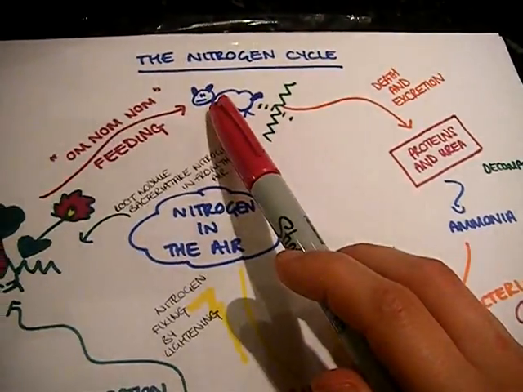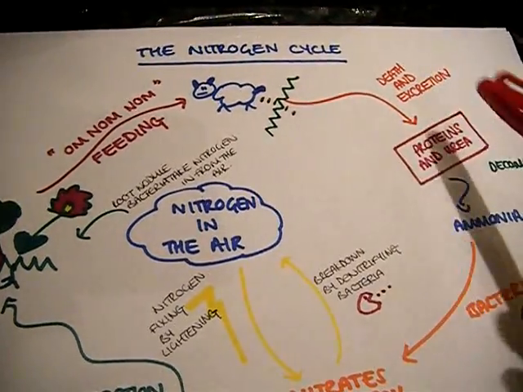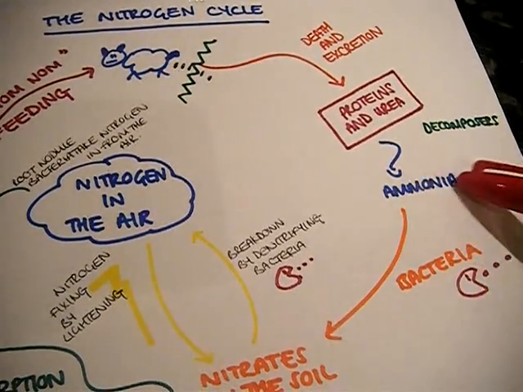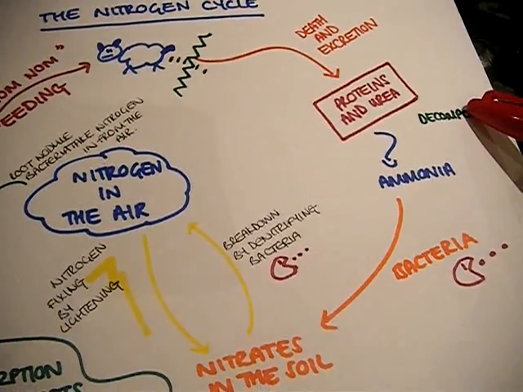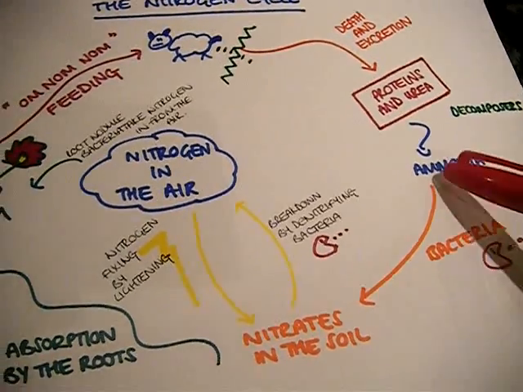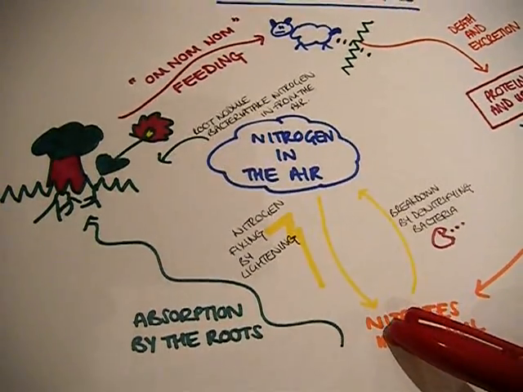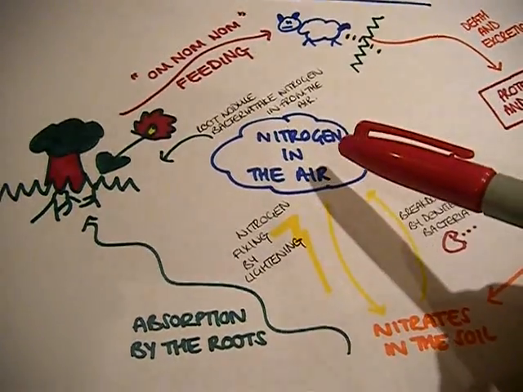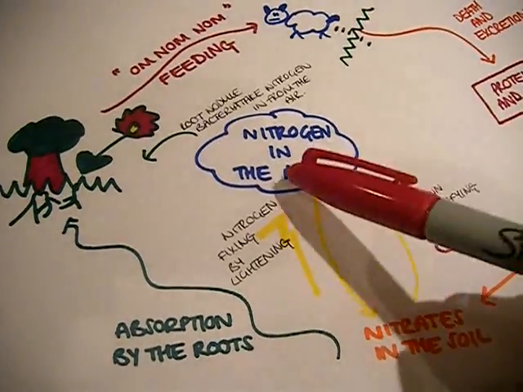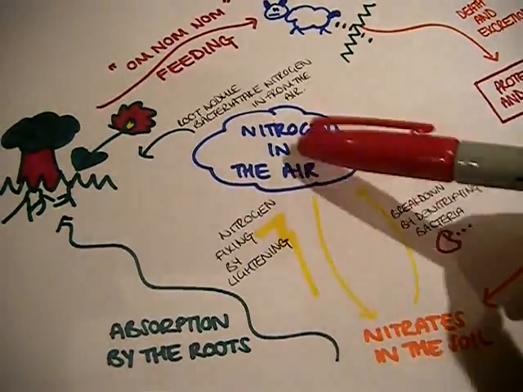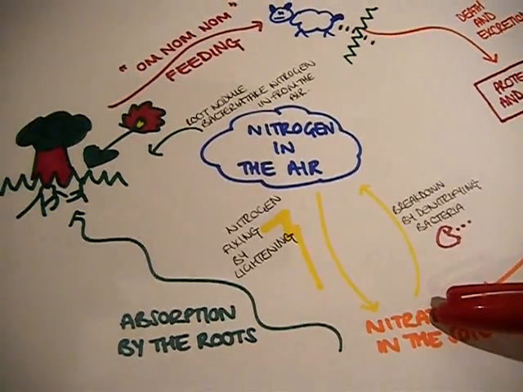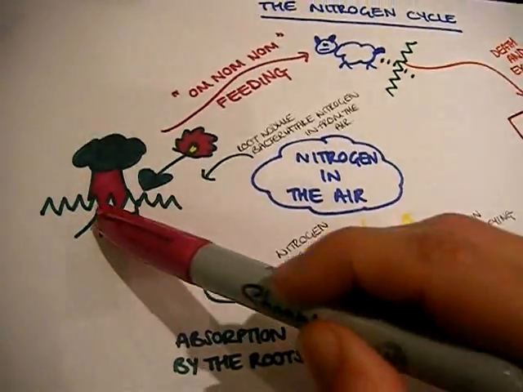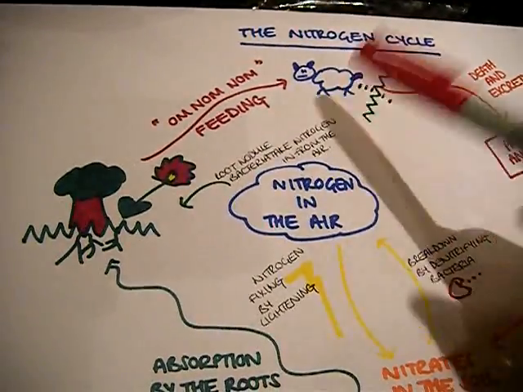You've got animals containing nitrogen. Death and excretion create proteins and urea. This then goes to ammonia via decomposers. Bacteria turn the ammonia into nitrates, which can then be broken down by bacteria to go back into the nitrogen in the air. Or the nitrogen in the air can be turned by lightning back into nitrates. And then nitrates in the soil can get absorbed by the plant, which then gets eaten by the animal.